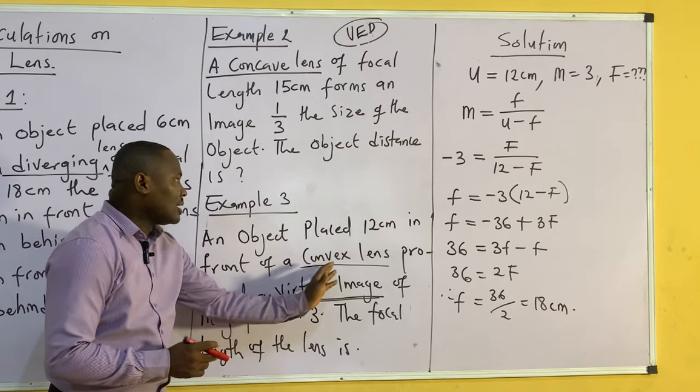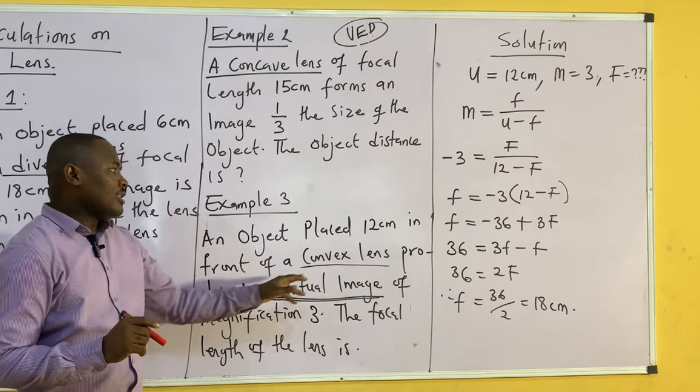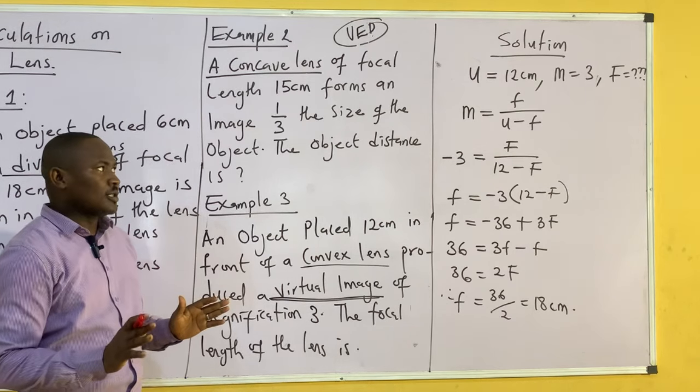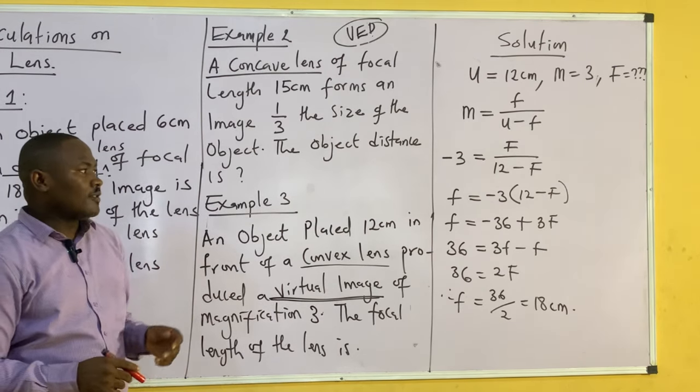Now take note, the focal length is positive. Why? Because the focal length of a convex lens is positive, but the focal length of a concave lens is negative.